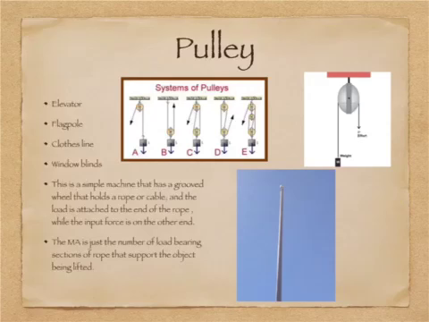The next simple machine is called a pulley. Some examples of pulleys are an elevator, a flagpole, a clothesline, or window blinds. This is a simple machine that has a grooved wheel, which holds a rope or a cable, and the load is attached to the end of the rope, while the input force or the effort is on the other end. The mechanical advantage is just counting the number of load-bearing sections of rope that support the object being lifted.